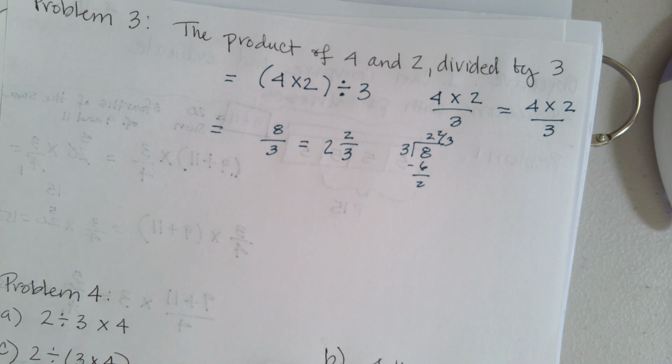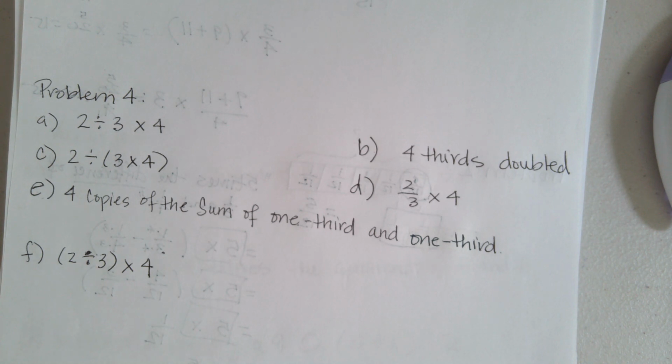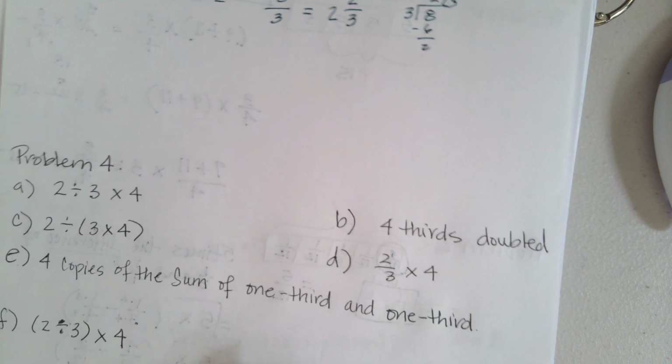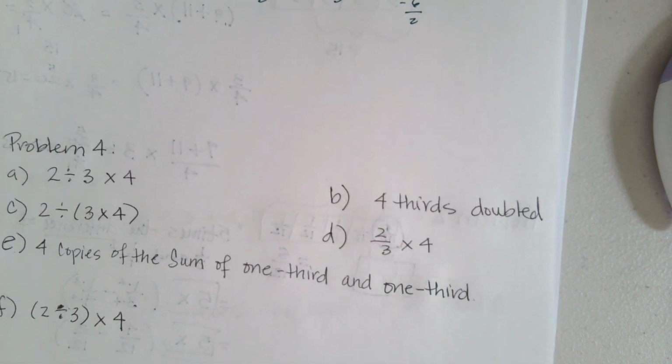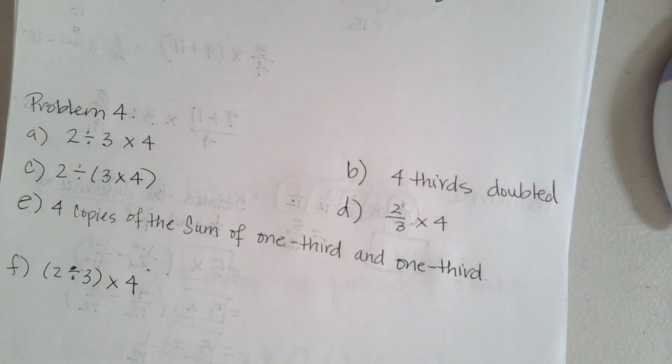Moving on to problem 4. Now, problem 4 is we are going to compare expressions in word and numerical form. So, we're going to evaluate and compare equivalent expressions. That's what we're doing right now. I jumped ahead for a second. So, before we start comparing these, let's go through and evaluate.